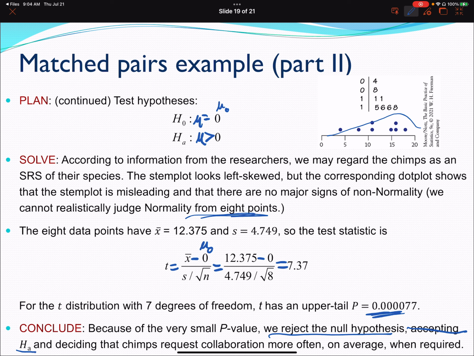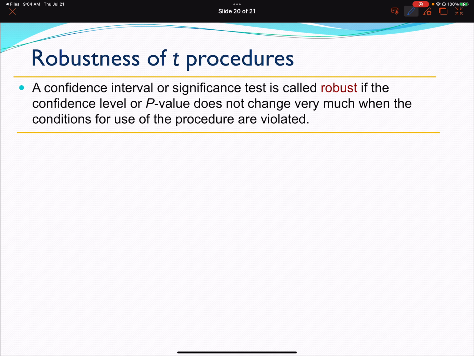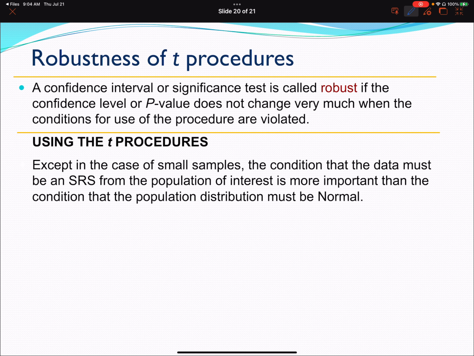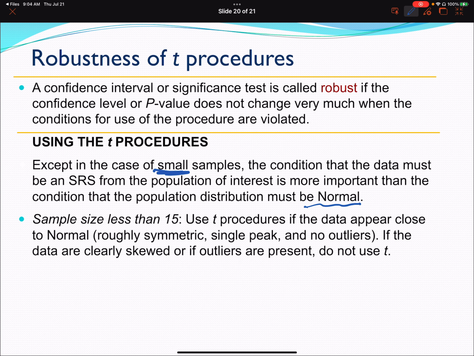Lastly, let's talk about the robustness of t procedures. A confidence interval or significance test is called robust if the confidence level or p-value does not change very much when the conditions for use of the procedure are violated. Except in the case of really small samples, the condition that the data must be a simple random sample from the population of interest is more important than the condition that the population distribution must be normal.